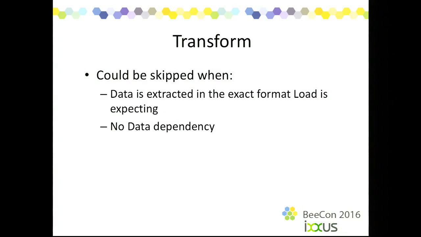Same with transform, right? Maybe if you are able to load and get the intermediate data readable by Alfresco, you can skip this transform. Obviously, you will need to transform when you have data dependency, that is, when you need to update links from one content to another. And yeah, this can be another ad hoc task to do.